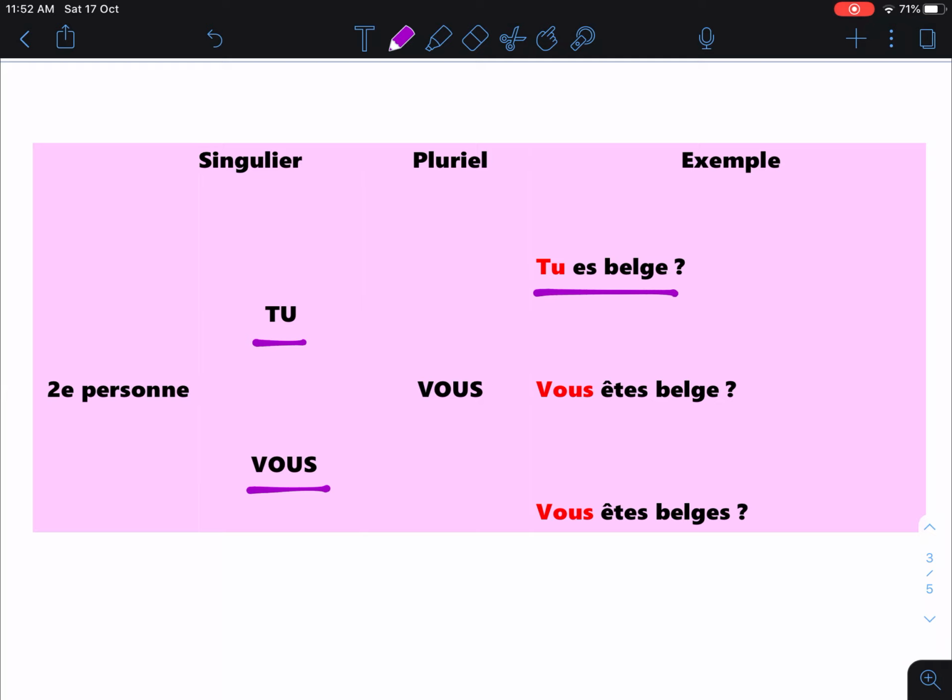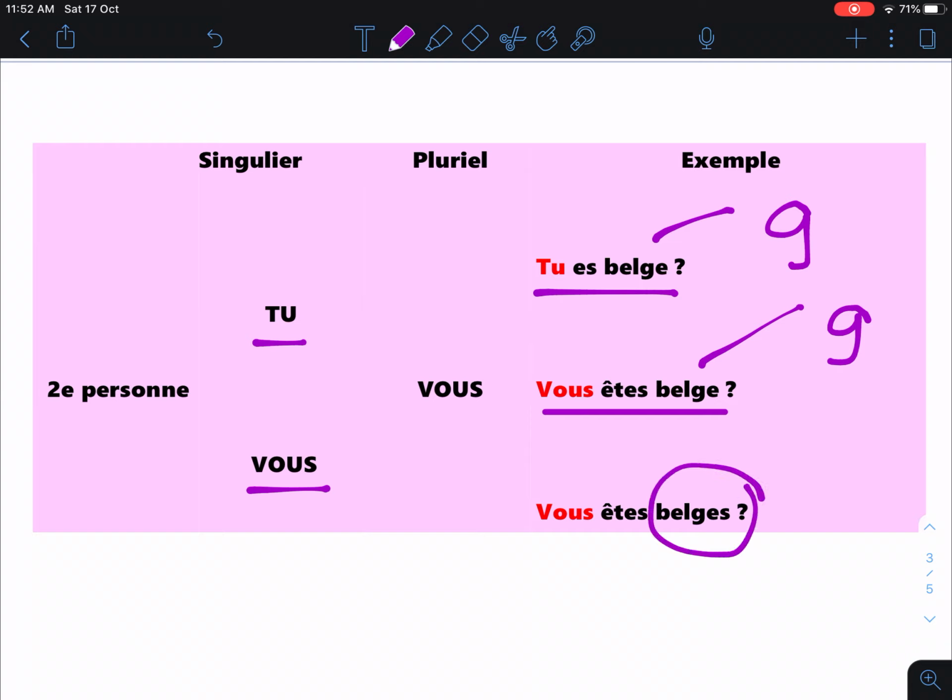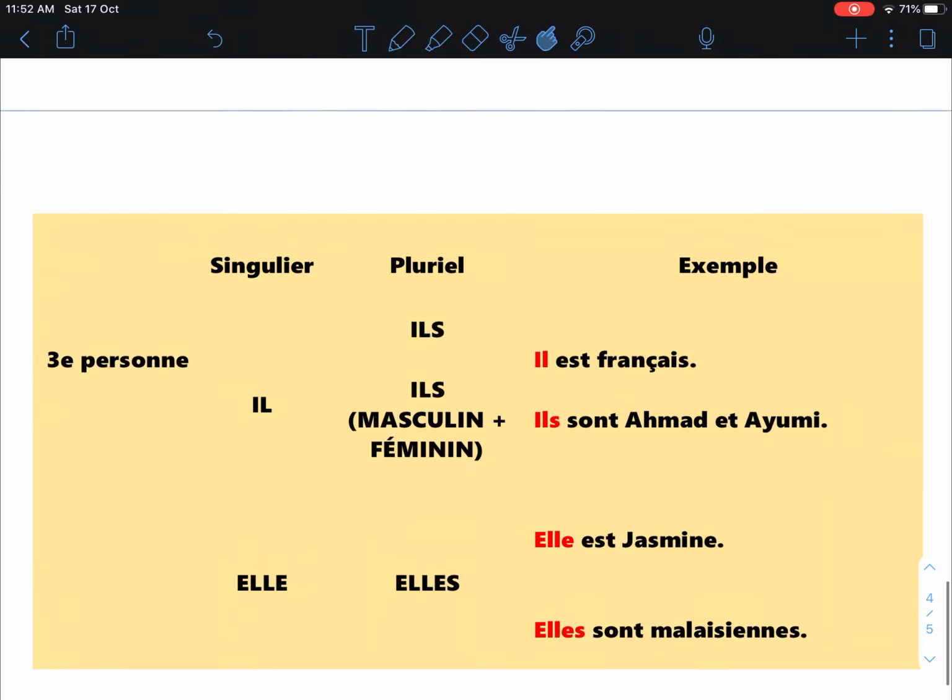Tu es belge. Vous êtes belge. You stress at the letter G. Now, vous êtes belge. The S is silent, but you stress the letter G. Now, let's move to the next one.